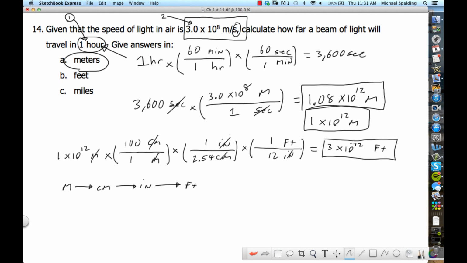Okay. And then miles, you get the idea. All you're doing when you're doing part C is converting 1 times 10 to the 12th meters into miles.